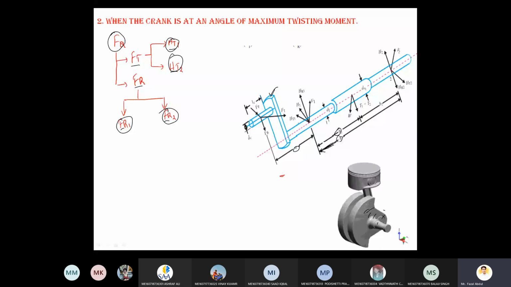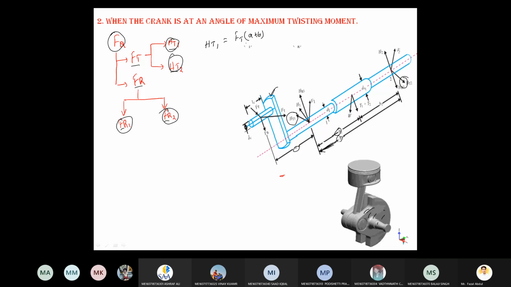Okay, and now I am calculating HT1. Where is the HT1? See here, HT1 here, and where is HT2? HT2 here we can find. Both are in the opposite direction. So directly I am writing the equation. Same equation we discussed in the previous topic, the number one topic, when the crank is at the dead center. So HT1 equals Ft into (A plus B) by B.